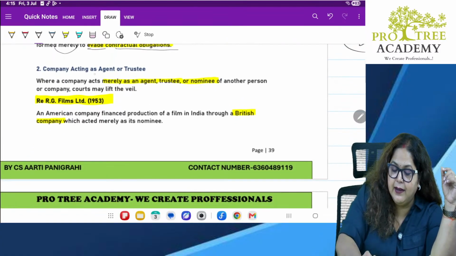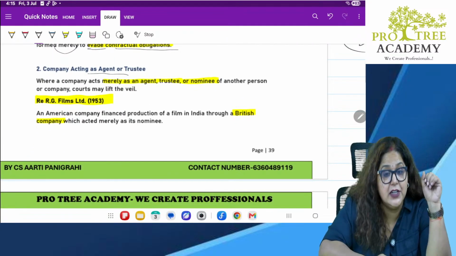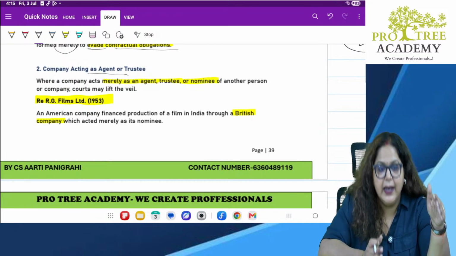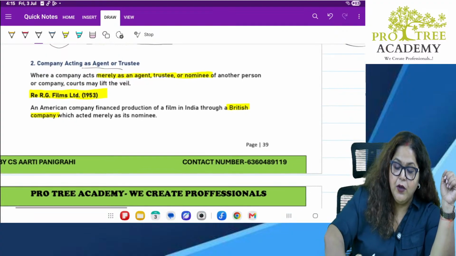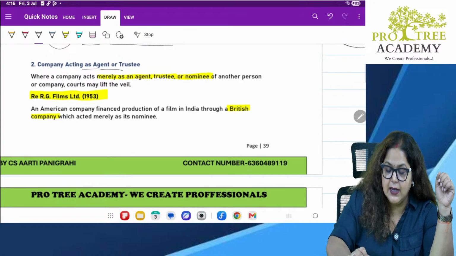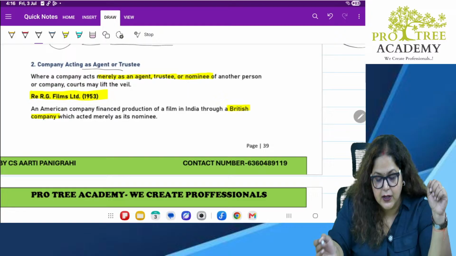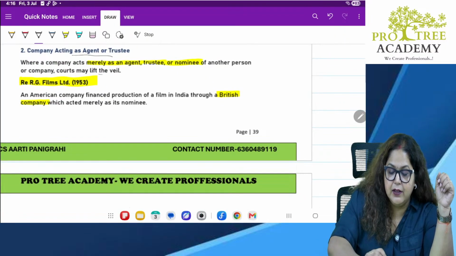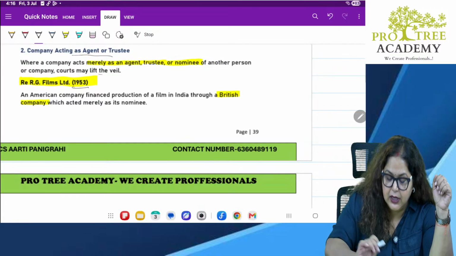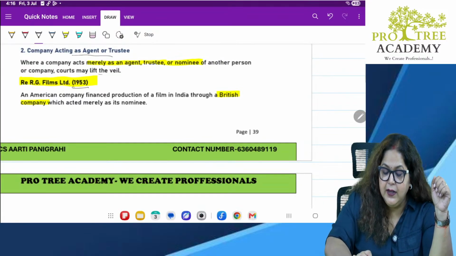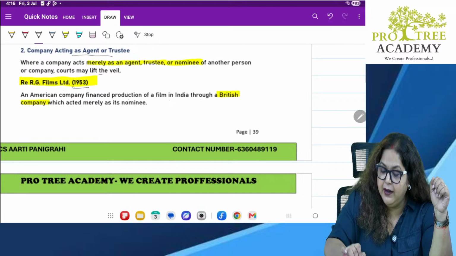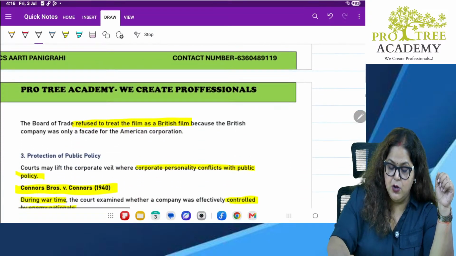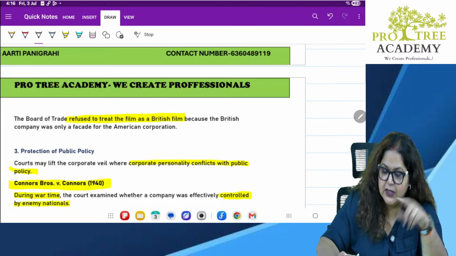Next is company acting as an agent or trustee. What features we had seen? Company is not the agent and trustee of the members, and members are not the agent and trustee of the company. Now, where a company acts merely as an agent, trustee or nominee of another person or company, courts may lift the veil. This is RG Films Limited, 1953. An American company financed production of a film in India through a British company which acted merely as its nominee, guys. Okay, let's first hear this whole case.